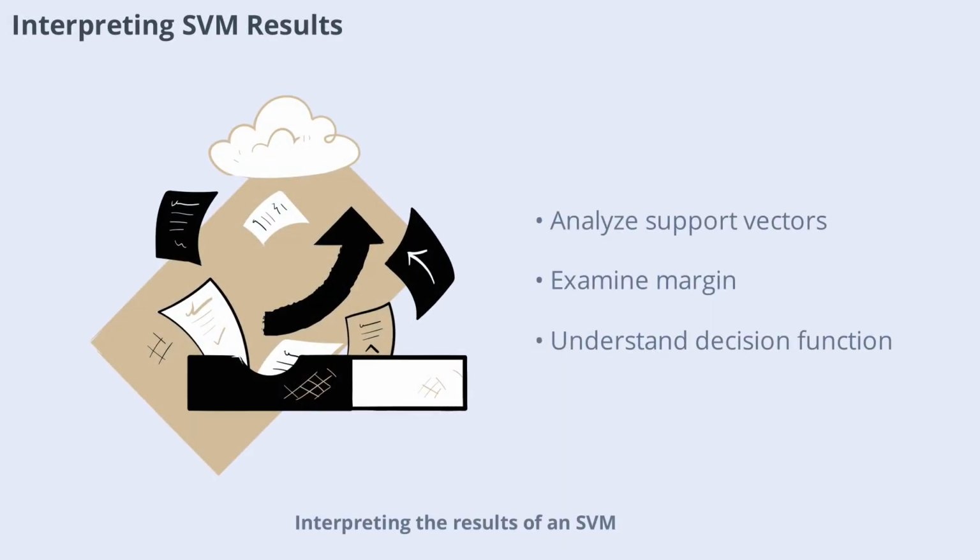Interpreting the results of an SVM model involves understanding the support vectors, the margin, and the decision function. By examining these elements, you can gain insights into how the model makes predictions and identify areas for improvement.